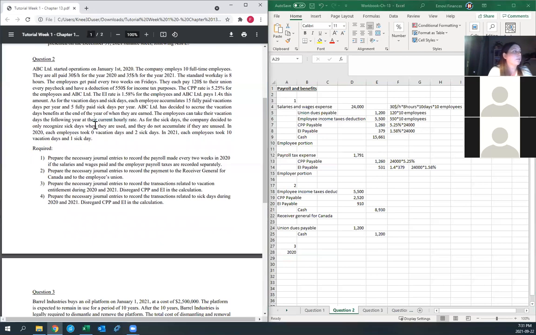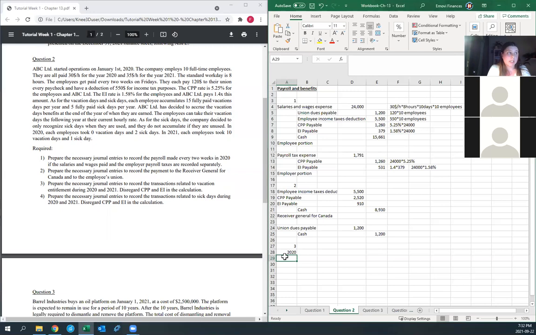As for the sick days, the company decided to only, that's not for vacation. So in 2020, each employee took 0 vacation days, and in 2021, they took 10 vacation days. So for 2020, all you're going to have to do is accrue the vacation days that they have earned during the year. I'm going to show you the transaction. You're not going to have to do a payment of vacations because they didn't take any days.